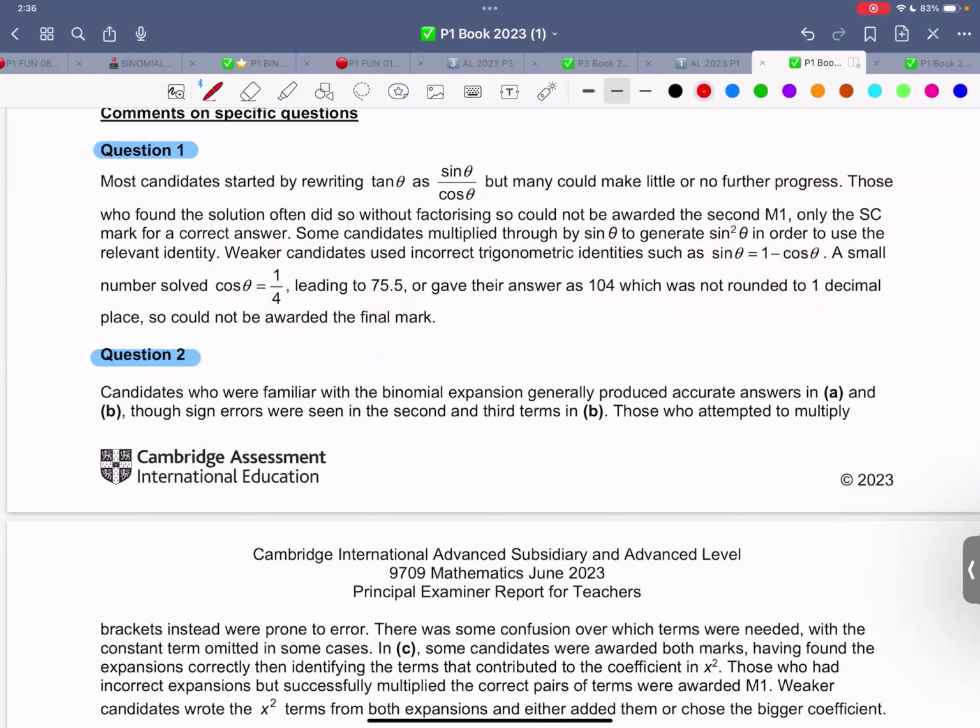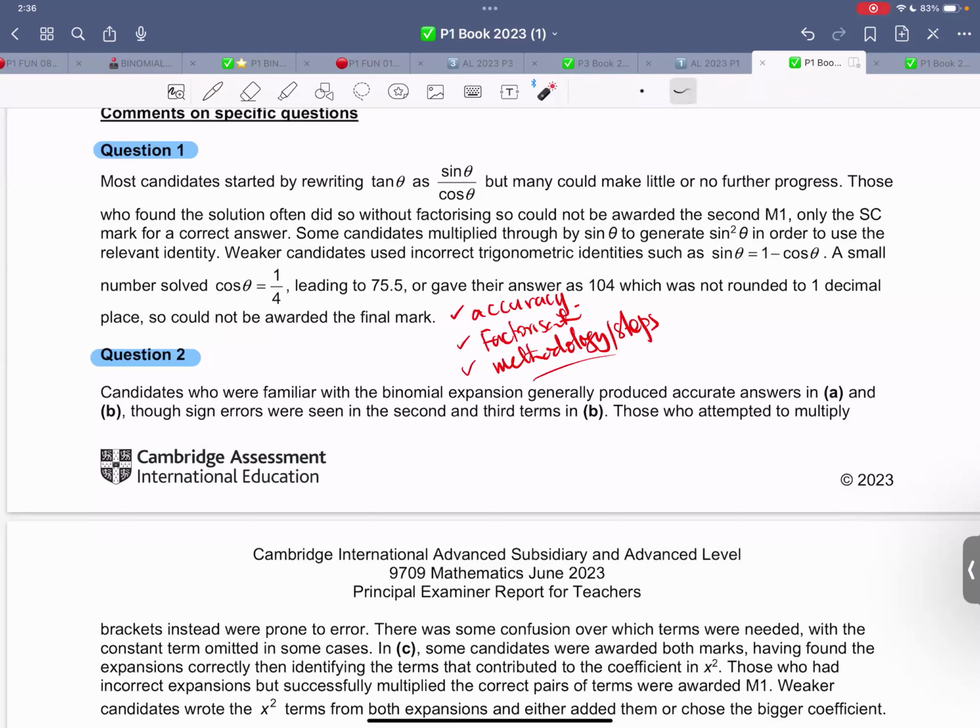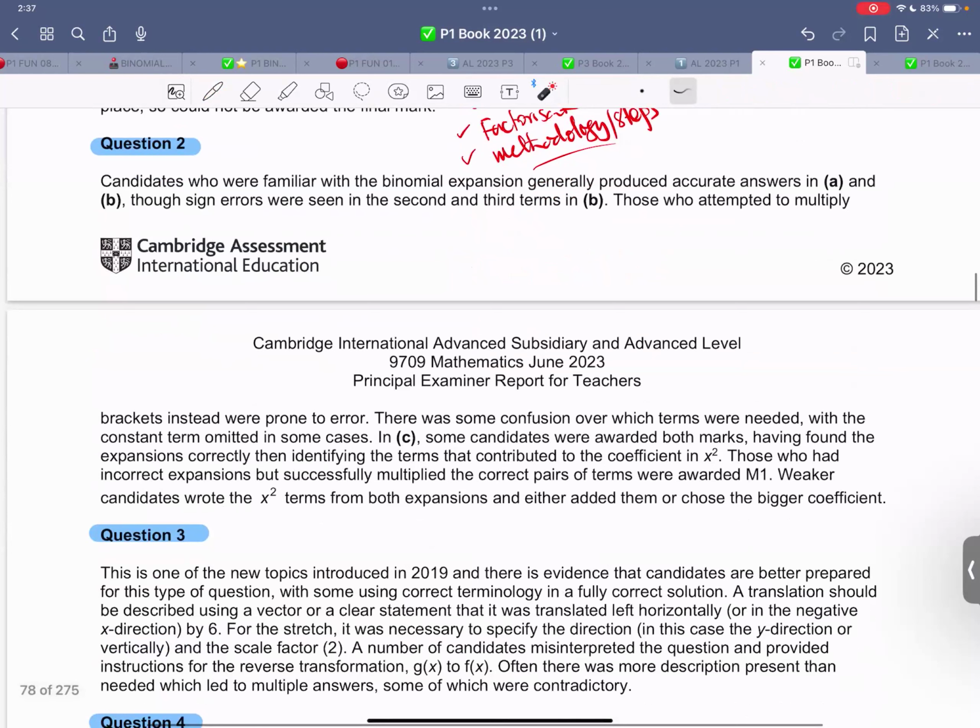That means the examiner focused on accuracy, the examiner focused on factorization, the examiner focused on the methodology, that the steps need to be very, very clear. I have told you every single step. So basically, this examiner report is confirming, highlighting, emphasizing the fact that whatever I have told you, just follow that. Question number 2.